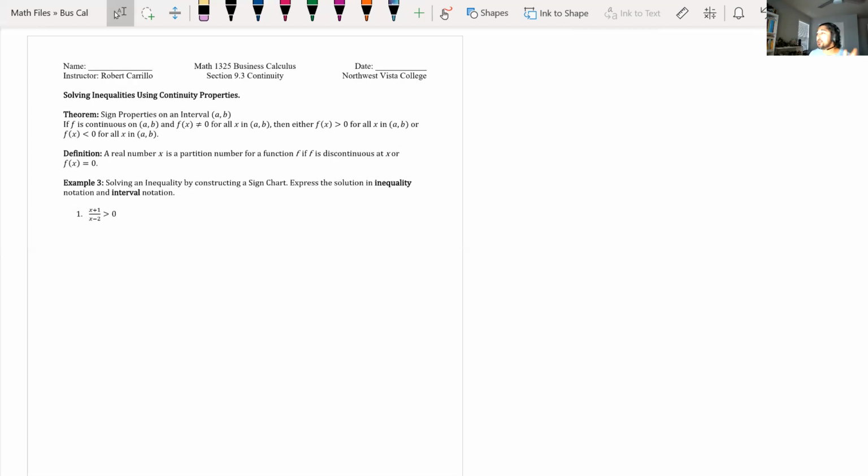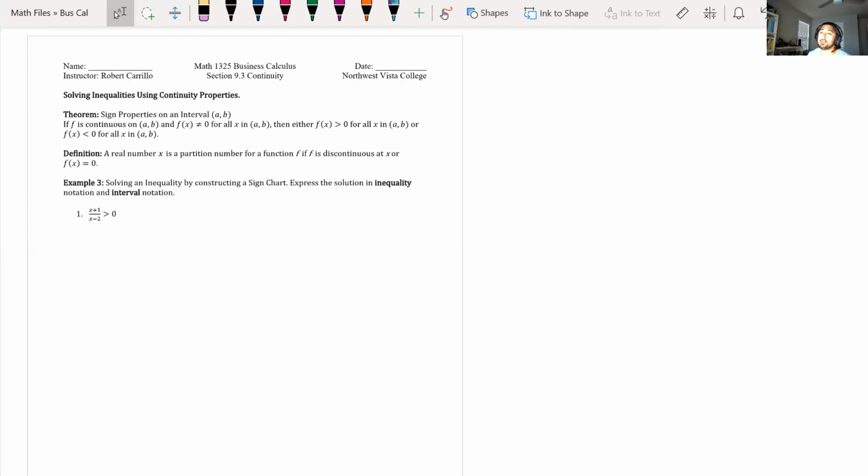And when you break up a number line, this is actually called a partition number. So the next definition says a real number x is a partition number for a function f if f is discontinuous at x or f of x equals 0. So we are going to solve this function given for x, and whatever number we plot on the number line is going to be considered a partition number. Later on, they're going to be considered critical numbers, but that's not for a while, guys. For now, they're just partition numbers.